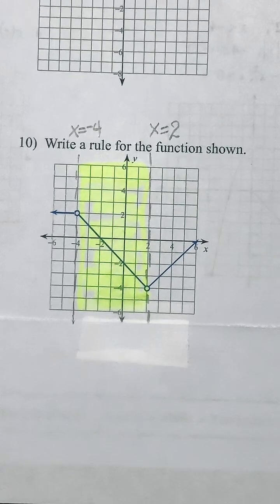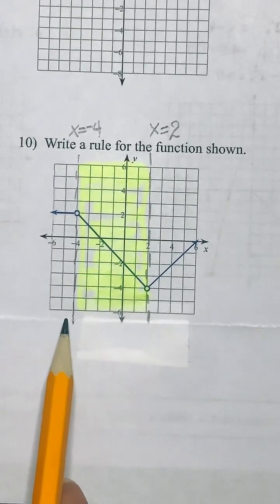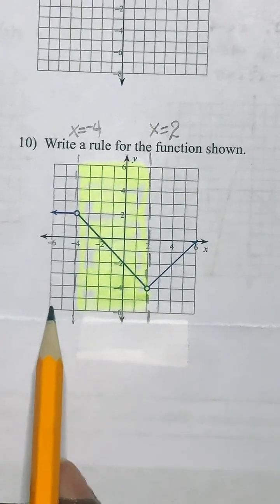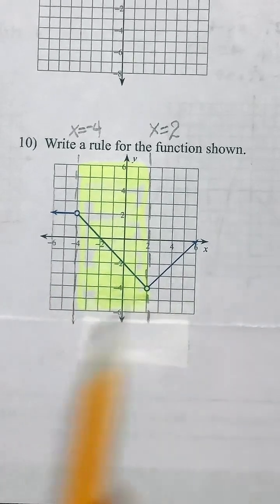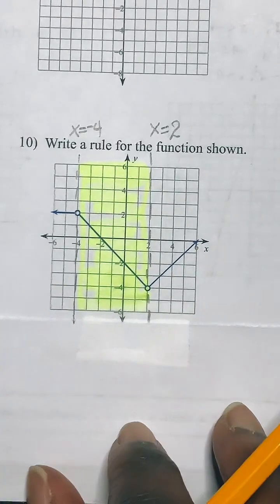All right. So, when we take a look, let's take it piece by piece. I like to start from the left and work my way to the right. Okay. So I'm starting with my lowest x.